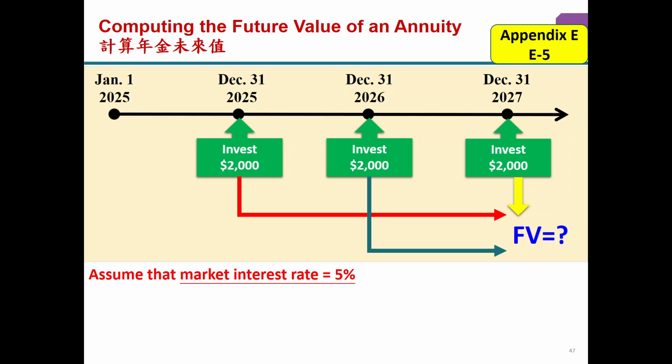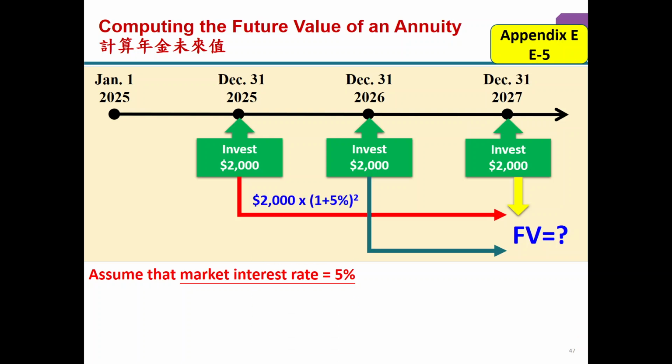Calculate each one by yourself. So for the first one, $2,000, I want to know the future value of this first $2,000, how to get it. 1, 2 times, right? So you have to multiply 2 times.